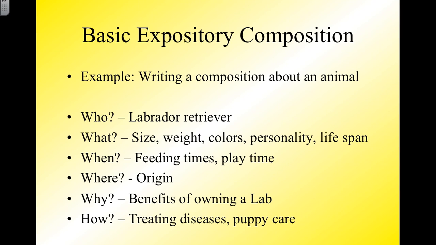So if you were writing a basic expository essay or composition about an animal, you might choose the Labrador Retriever, and you would need to address the who, what, when, where, why, and how for each of the aspects of the lab. So the who would be the Labrador Retriever itself, the what would be addressing the size of labs, their weight, their colors, their personality, and their lifespan.